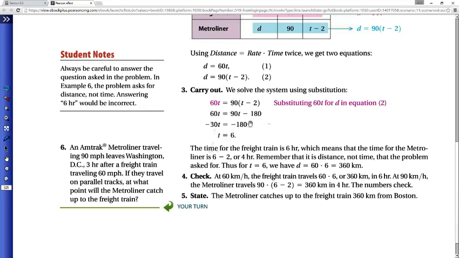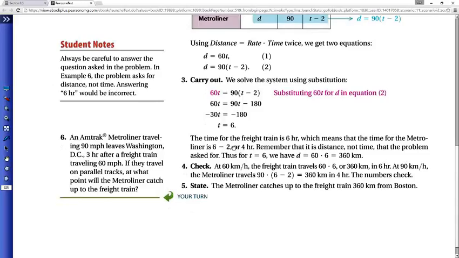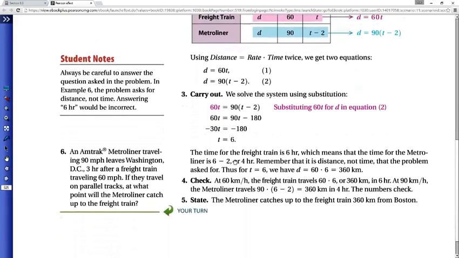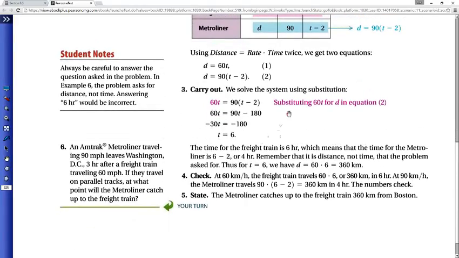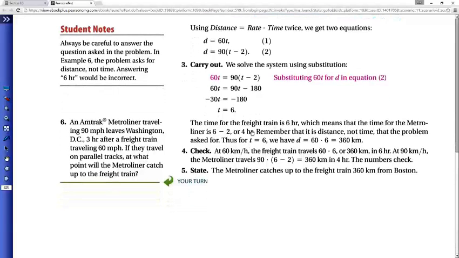Well, now we have an equation with one variable, and we can solve that, and we get t equals 6. Now what does that mean? t is the time the freight train has been running, right? So it means the freight train ran for 6 hours, right? So how long did the Metroliner run? Well, it would be that time minus 2, because it sat in the station for 2 hours after the train left. So it ran for 4 hours.